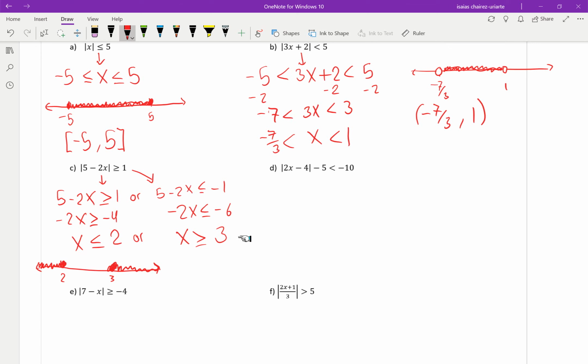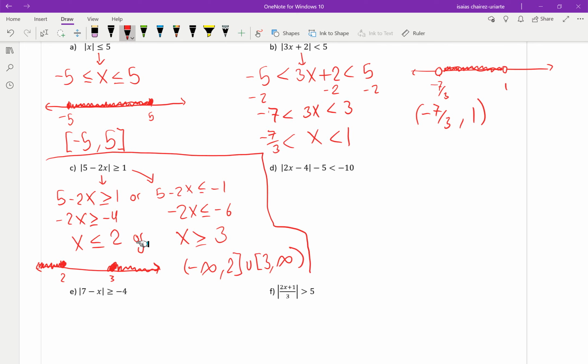And now the or just means union. So then in interval notation, it would go something like this: negative infinity to 2 with a bracket, union, bracket, 3 to positive infinity. Yeah, so that's my solution there. All right, so hopefully we're on the same page so far. If not, just remember that if you divide or multiply by a negative, don't forget to switch your inequalities. That's important.